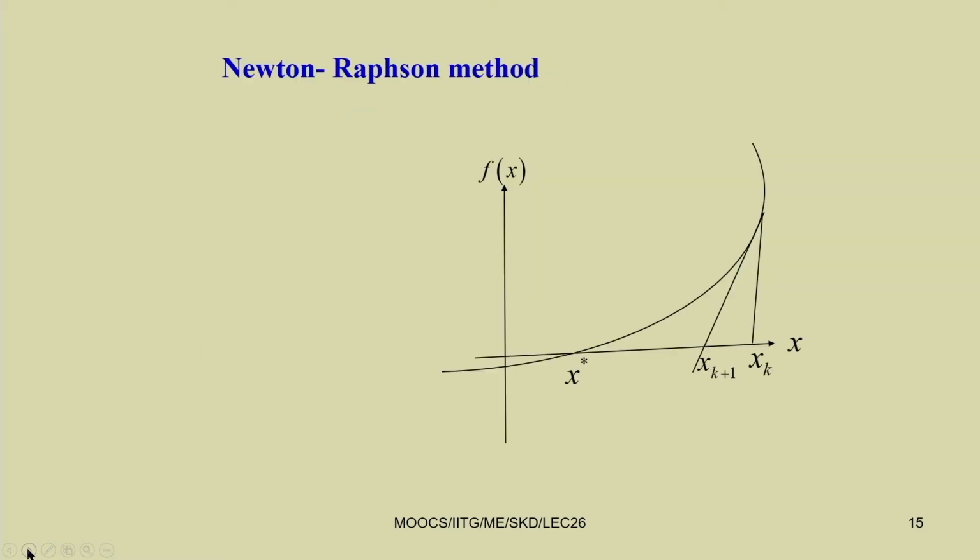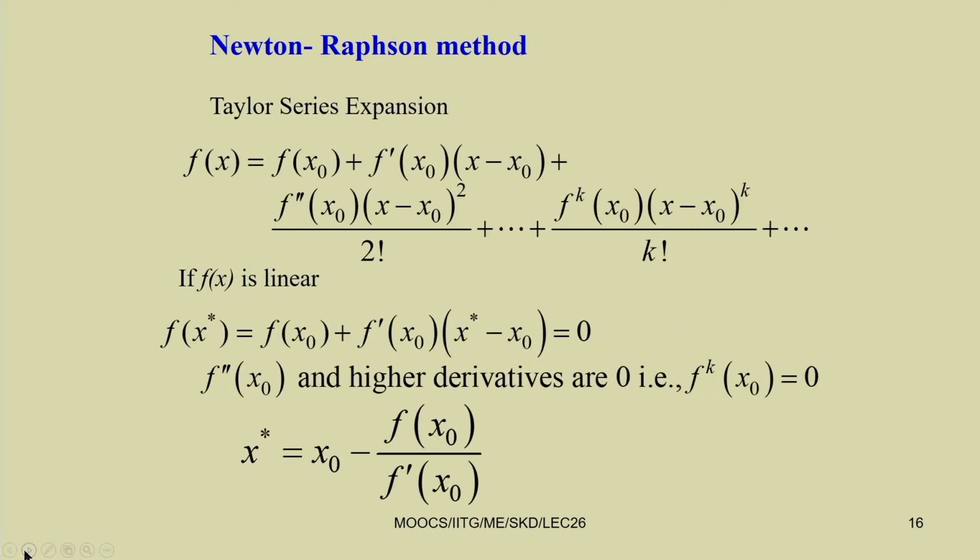So, next let us see another method, that is the Newton-Raphson method. Here also our objective is to find f x equal to 0. This is an iterative method, which is a very good method to solve these equations.